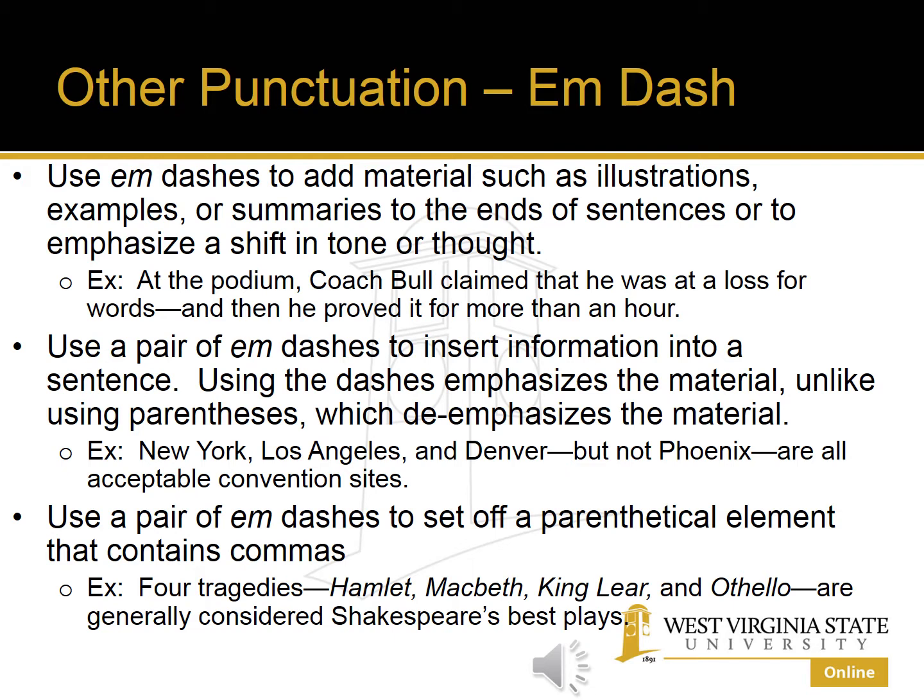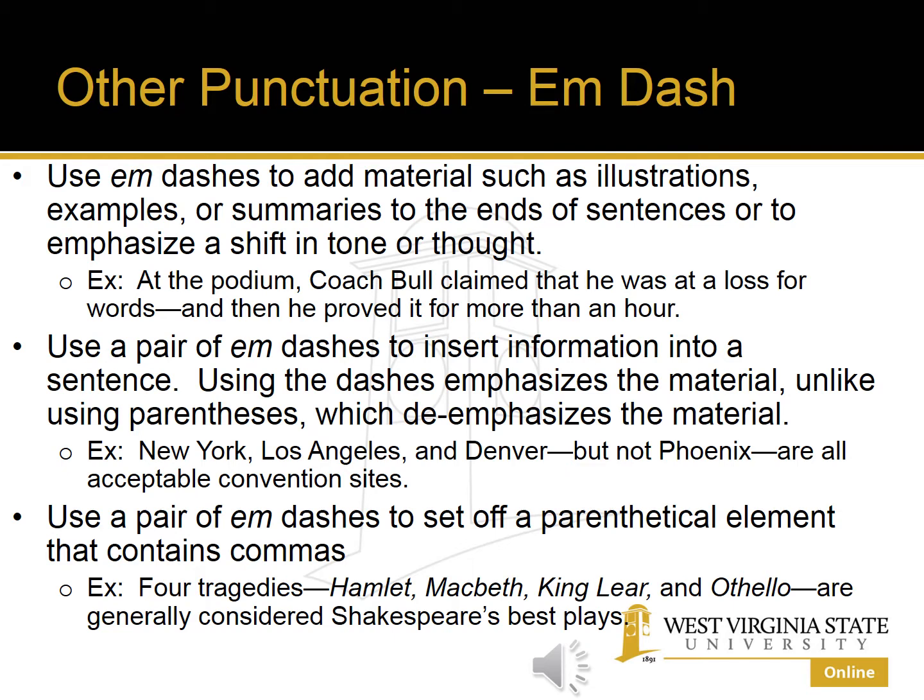Also, we use an M dash to insert information into a sentence. For example, if we want to use a dash to emphasize material, unlike using parentheses, which de-emphasizes the material: New York, Los Angeles, and Denver—but not Phoenix—are all acceptable convention sites. In this example, we want to call attention to the fact that Phoenix is not an acceptable convention site, so we put that in between a pair of M dashes.